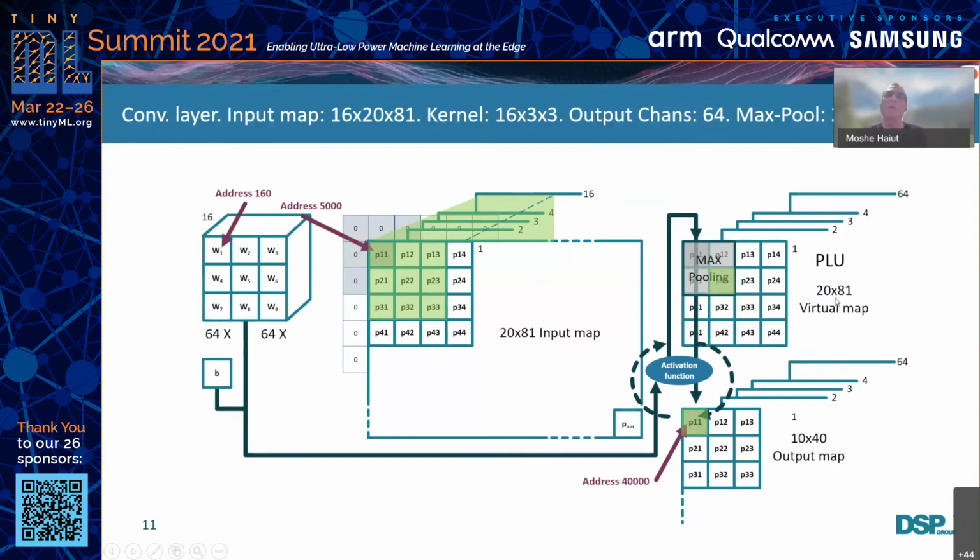So the pooling logic unit does not use memory and only produces the output data, which is only 10 by 40 rather than 20 by 81, which would be if there was no pooling on the fly. So this is one example.